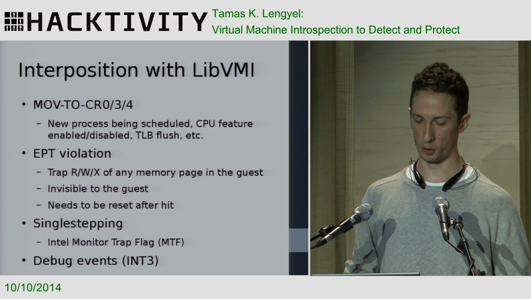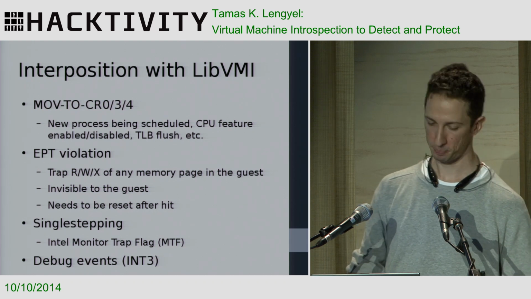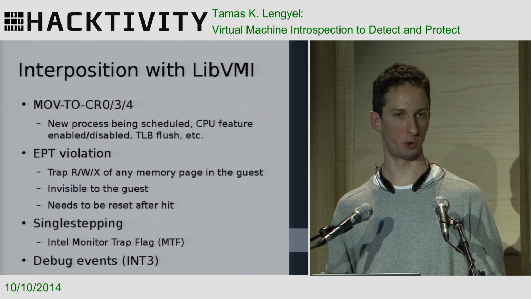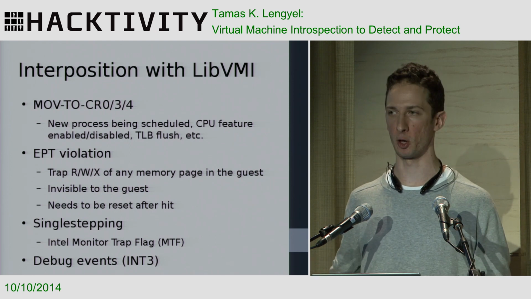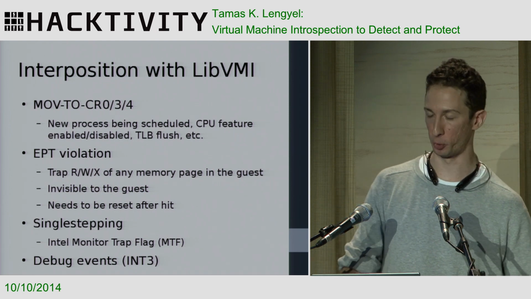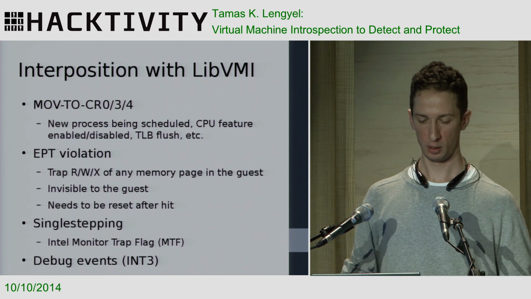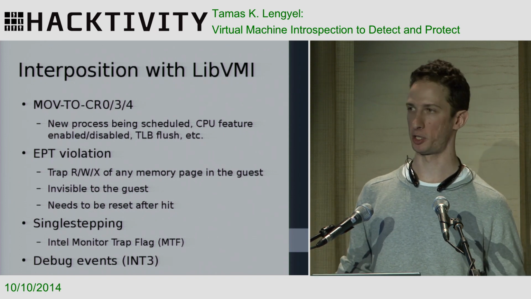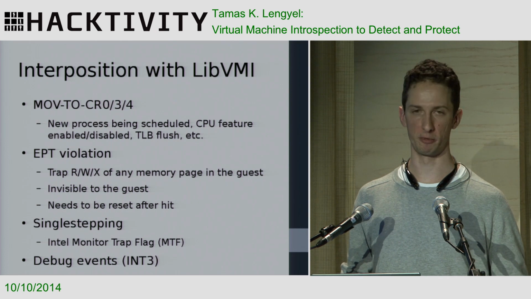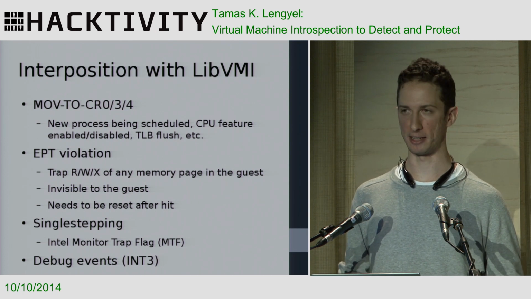Same thing with other CPU features like SMEP and SMAP. You can trap when they are enabled or disabled. You probably don't want some malware to disable protections on your vCPUs. And you can also trap TLB flushes and a lot of other stuff. So these are very convenient events to trap.